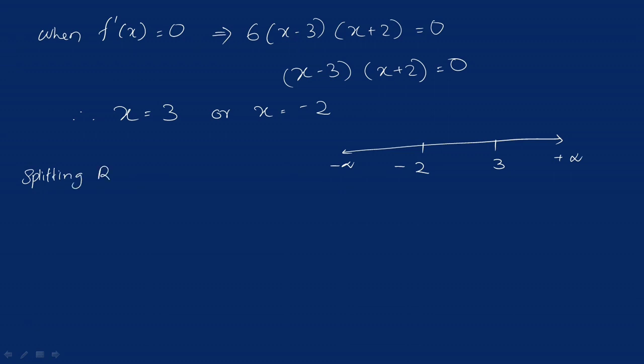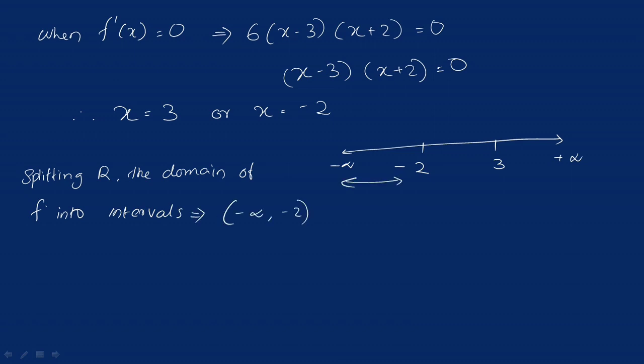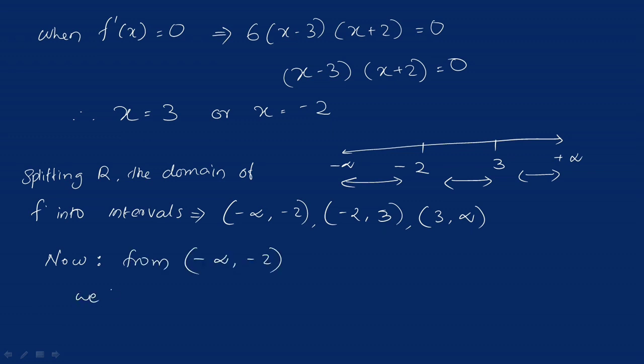So now splitting the domain of f into the intervals, that is −∞ to −2, next one is −2 to 3, and the next one is 3 to +∞. So first we will be considering the interval −∞ to −2. Here we have f'(x) = 6(x − 3)(x + 2).